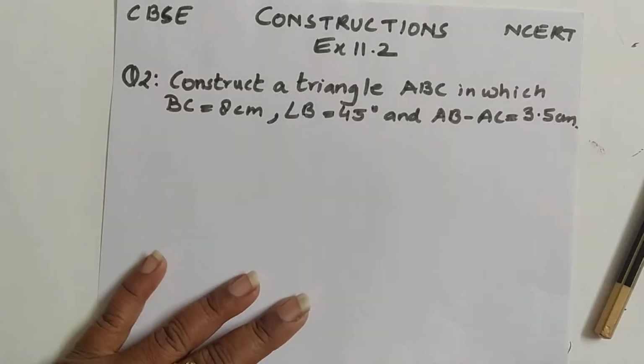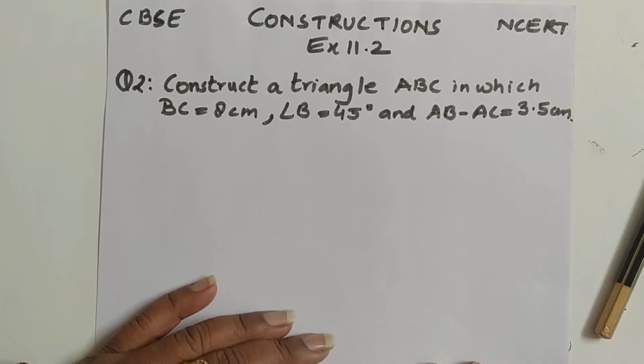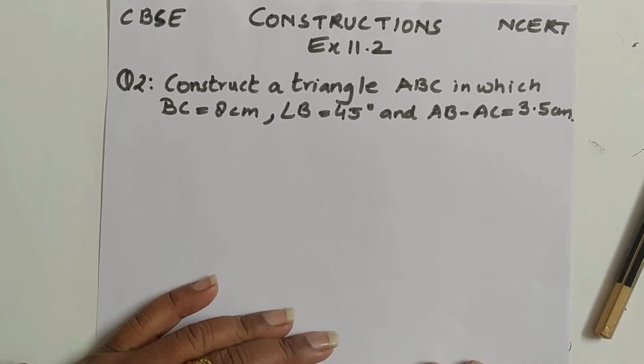Hello students, as we have already done, to construct a triangle when the sum of the two sides is given to us, and the base angle and the base are given to us. Now I have taken the topic when the difference between the two sides is given to us, just like question number 2 of exercise 11.2, and question number 3 is also based on this. But when we talk about the difference between the two sides and we need to construct a triangle, two cases arise. So first of all we will discuss these two cases.